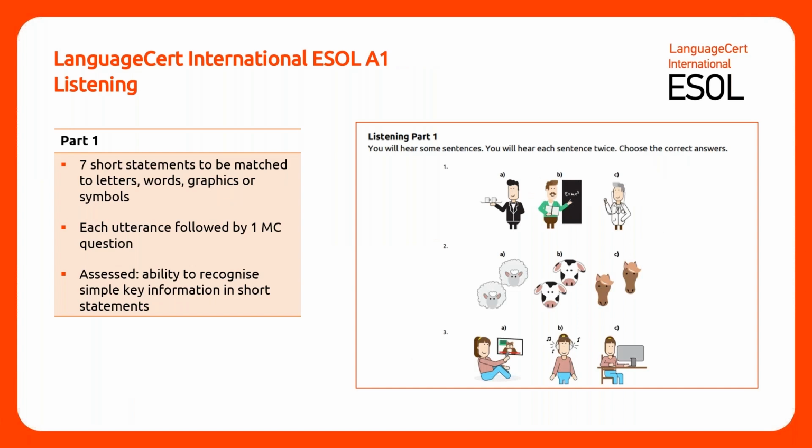Focusing on the A1 level exam now, Part 1 consists of 7 short statements to be matched to letters, words, graphs, or symbols. Each utterance is followed by one multiple-choice question. This part aims at assessing the candidate's ability to recognize simple key information in short statements.